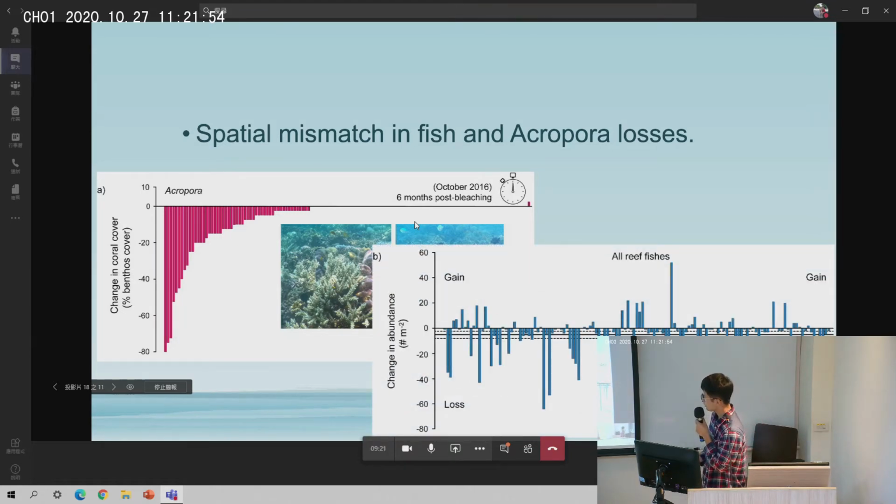And the change in abundance. As previously assumed, we assume that the Acropora loss and the fish loss go together. But we see that the bars have some increase and also decrease. So this is the spatial mismatch in fish and Acropora loss.